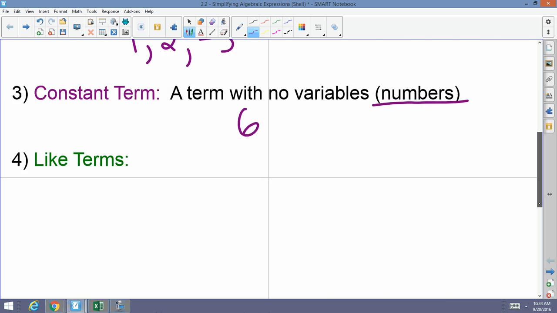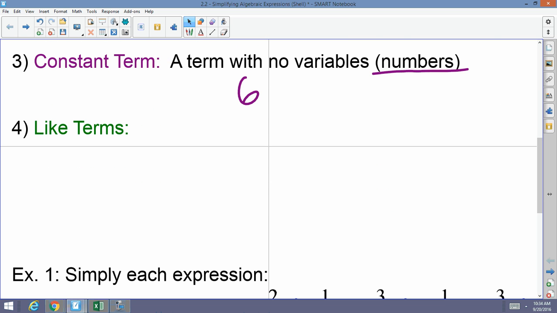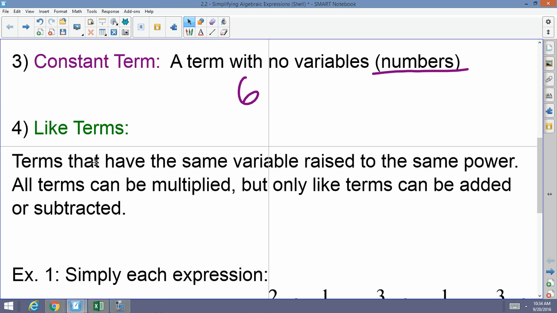And then like terms. Like terms, very important. They're terms that have the same variable raised to the same power. All terms can be multiplied, and we'll discuss those skills later, but only like terms can be added or subtracted.